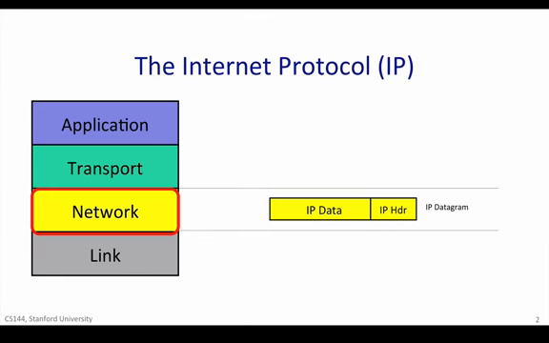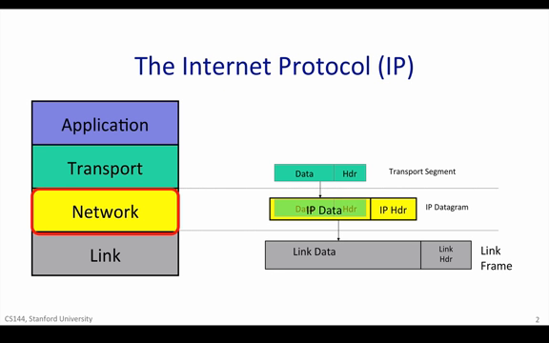IP datagrams consist of a header and some data. When the transport layer has data to send, it hands a transport segment to the network layer below. The network layer puts the transport segment inside a new IP datagram that it creates. IP's job is to deliver the datagram to the other end of the internet. But first, the IP datagram has to make it over the first link to the first router. So, IP sends the datagram to the link layer that puts it inside a link frame, such as an Ethernet packet, and then ships it off to the first router.